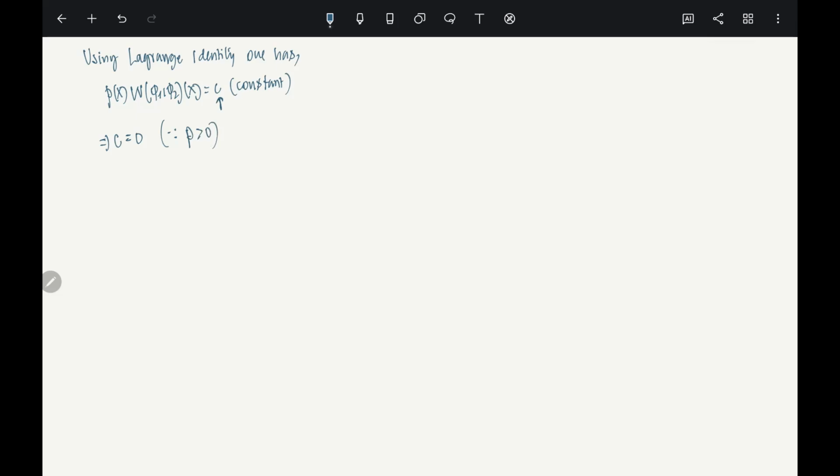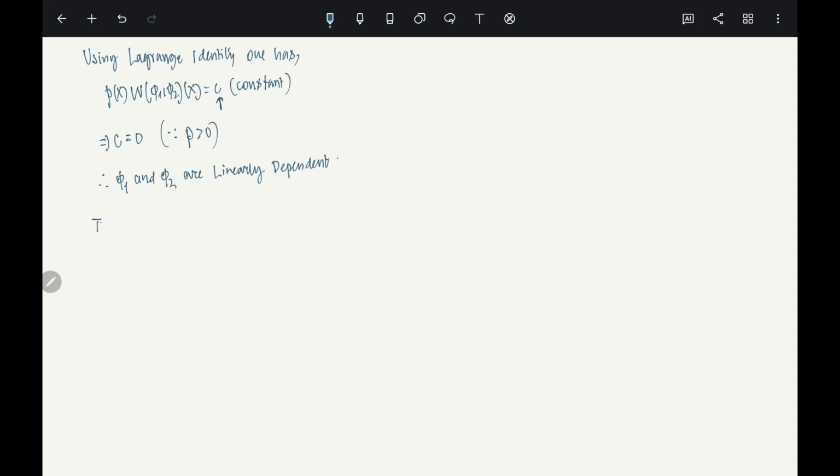Now if C is 0, what does it imply? It implies that phi1 and phi2 are linearly dependent. I hope this is clear to you. So what do we have for one eigenvalue? If you have two different eigenfunctions phi1 and phi2, then phi1 equals C times phi2. That's what it is saying. So the other way of saying it is that the eigenvalues are simple.